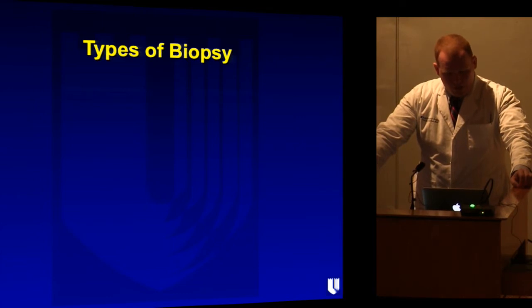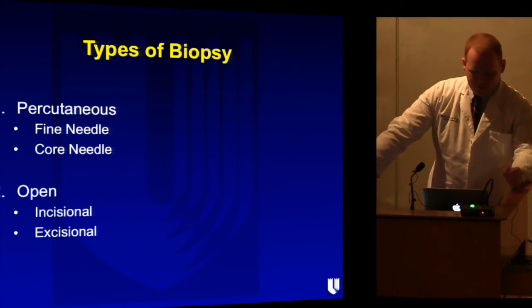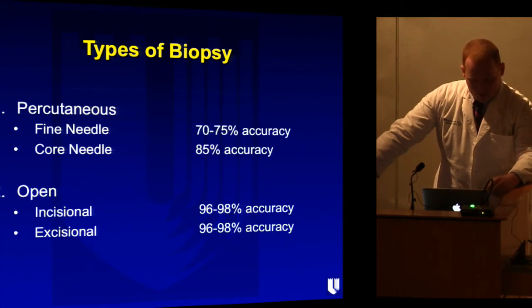There are 2 categories of biopsy employed in the evaluation of a musculoskeletal lesion. Percutaneous biopsies include fine needle and core needle biopsies, and open biopsies include both incisional and excisional biopsies. As the invasiveness of biopsy increases, the accuracy of the results also increases.